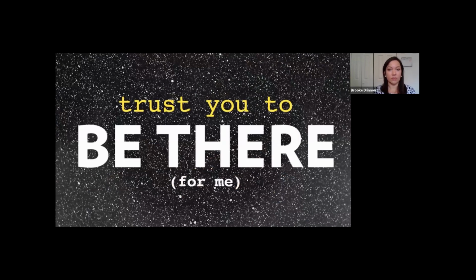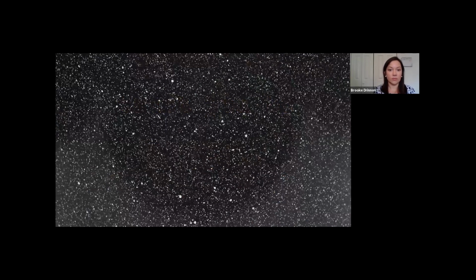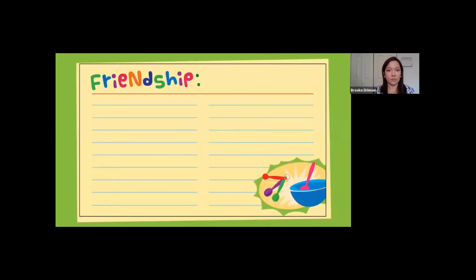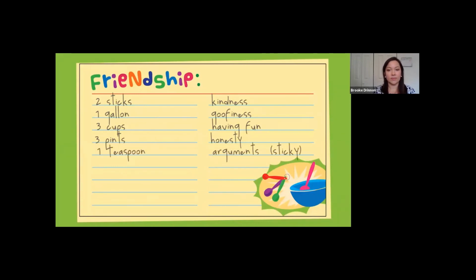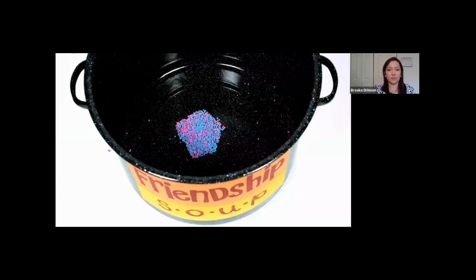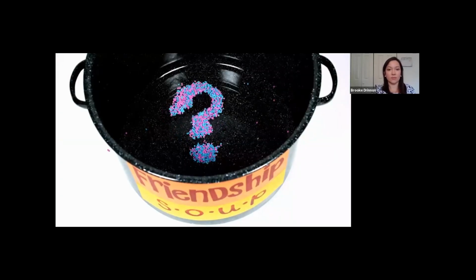This is great. Let's write this down. Our recipe for friendship soup included 2 sticks of kindness, 1 gallon goofiness, 3 cups of having fun, 3 pints of honesty, 1 little teaspoon of those sticky arguments, 3 tablespoons of respect, 1.5 cups safety, and 1 cup of trust. What ingredients have you been putting in your friendships?